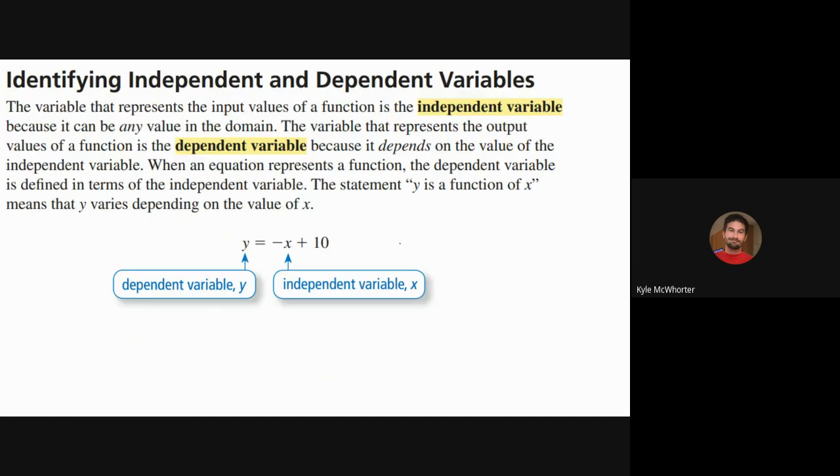Now we're going to talk about independent and dependent variables. So the input, and I honestly just remember it like this: input is independent. That's what goes into the function. The output depends on what the function does to the input, or it depends on what the input was. So the statement y is a function of x means that y varies depending on the value of x. So y is dependent on the independent variable x. Our input is always going to be the independent variable, and our output is always dependent. Depends on what the input was.